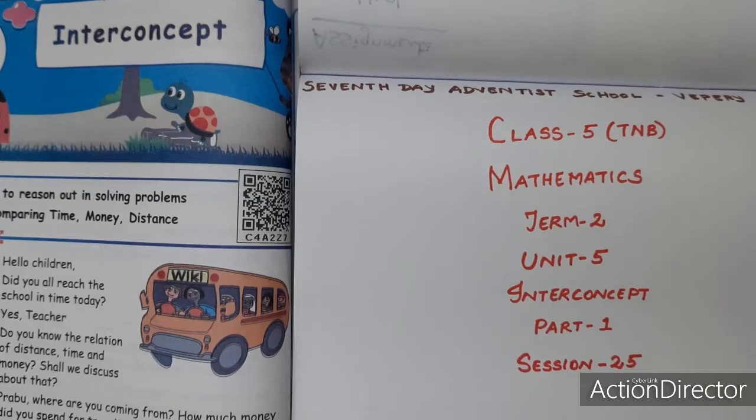Amen. Okay, children. Today's class we are going to start with Unit 5, Interconcepts. Last class we studied measurements, capacity and weight, and the conversions: how to convert upper scale unit to lower scale unit and lower scale unit to upper scale unit. We also saw the four operations, that is addition, subtraction, multiplication and division.